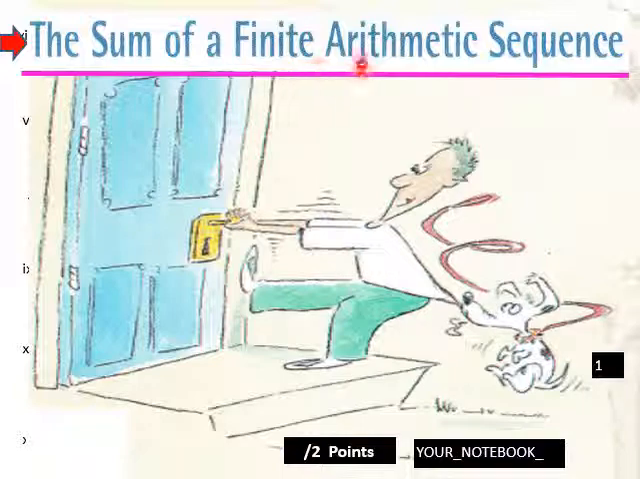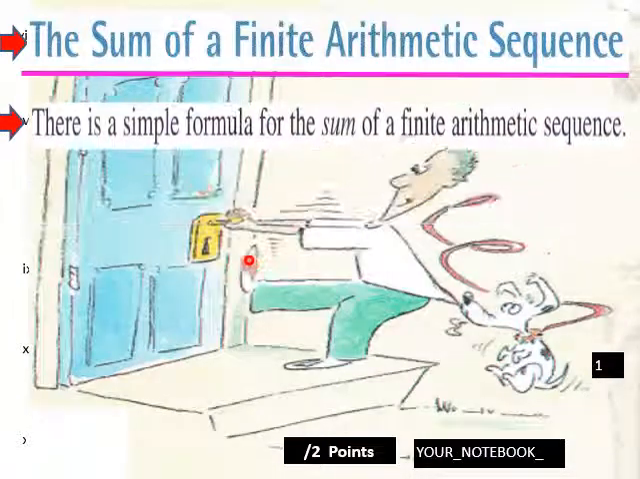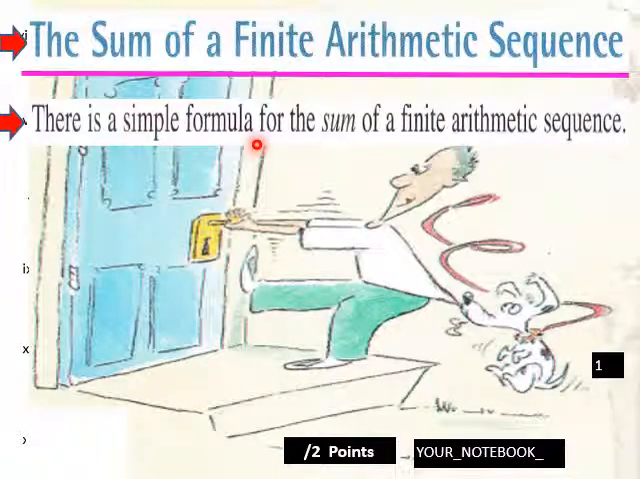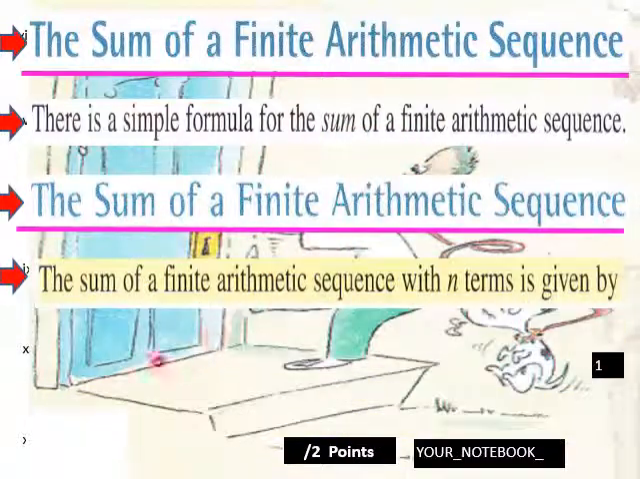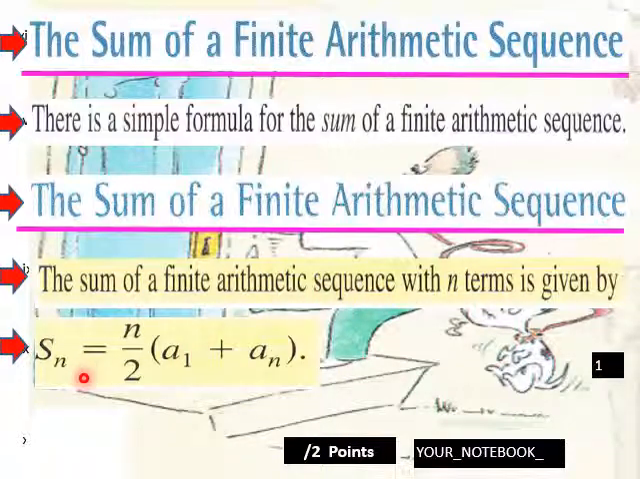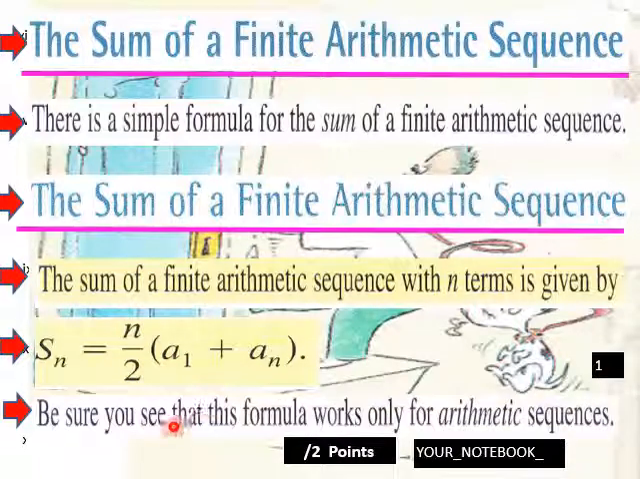The sum of a finite arithmetic sequence. There is a simple formula for the sum of a finite arithmetic sequence. The sum of a finite arithmetic sequence with n terms is given by Sn equals n over 2 multiplied by a1 plus an. Be sure you see that this formula works only for arithmetic sequences, so it has to be arithmetic for this.